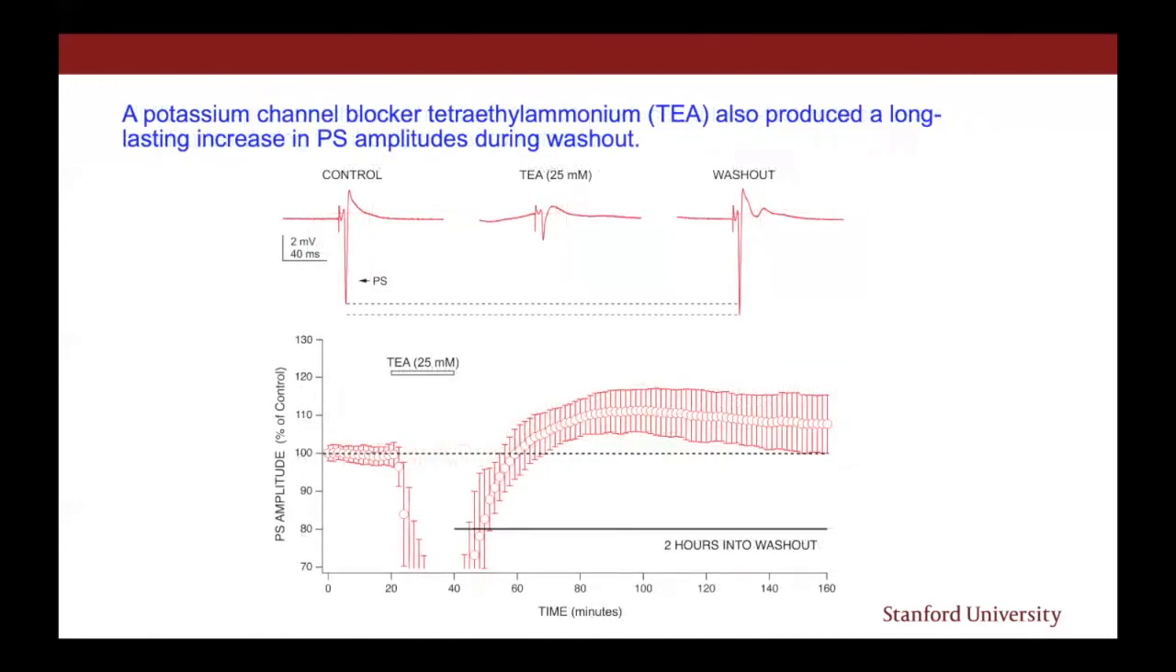Because ketamine is also known to block potassium channels, we decided to test a global potassium channel blocker, tetraethylammonium, TEA, on population spike amplitudes. As you can see from this combined graph, TEA actually produced a much larger decrease in population spike amplitudes during drug application compared to that produced by ketamine. However, TEA upon washout was able to produce an increase in population spike amplitudes that was comparable to that produced by ketamine during washout. This increase was also sustained for up to 2 hours into washout.